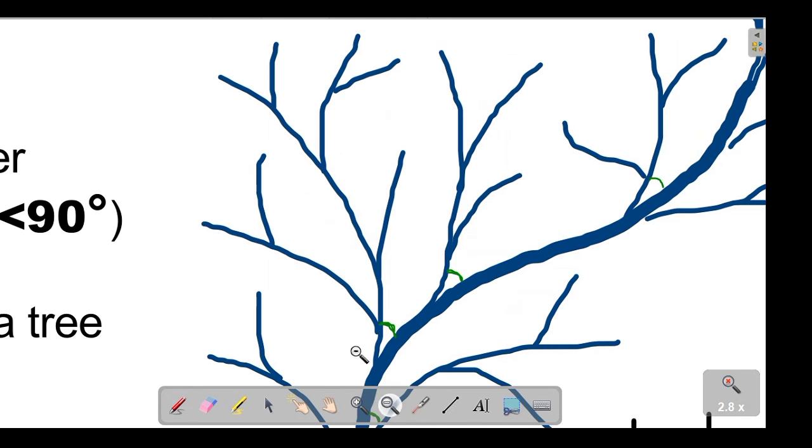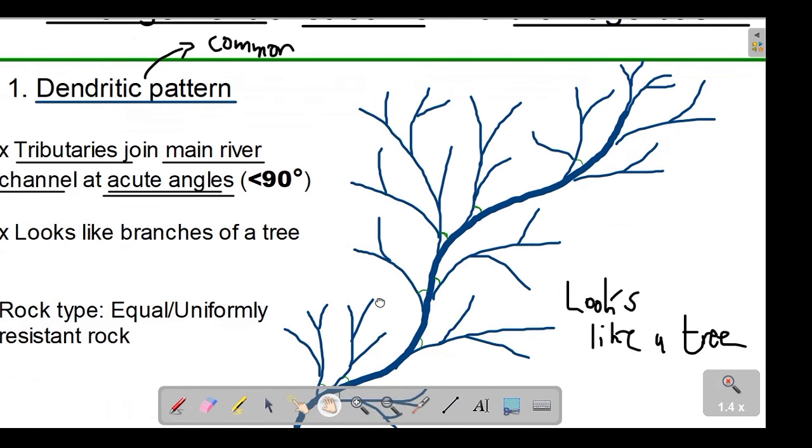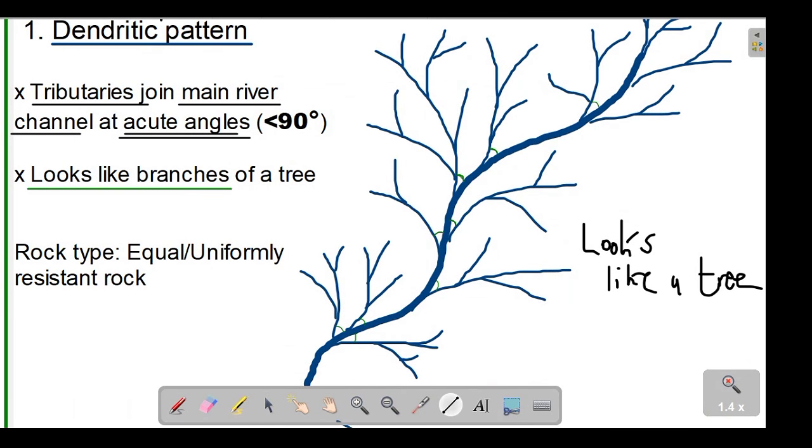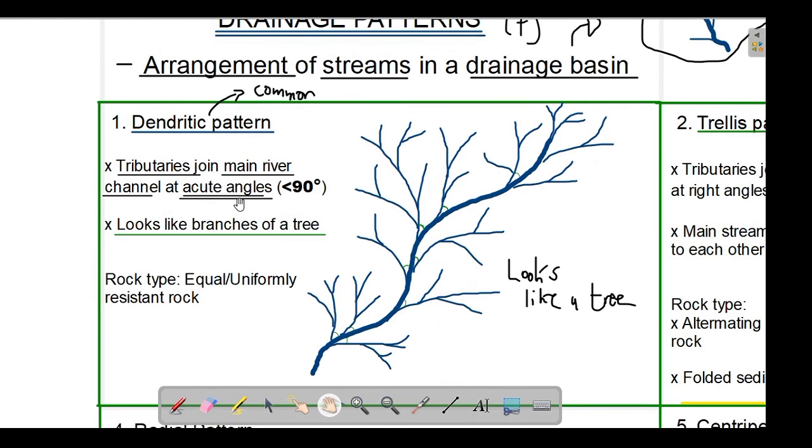So that is the defining, or unique, characteristic. We're saying that it looks like the branches of a tree. This is the easiest drainage pattern to identify on a paper, guys. Dendritic pattern, you cannot miss it, but you have to know its characteristics, so that when they say a drainage pattern in which tributaries join the main river channel at acute angles, you definitely know that this is a dendritic pattern. They are not always going to show you the diagram. As we know, they can describe the characteristics of the drainage pattern. That's how you identify it if you are given a description.